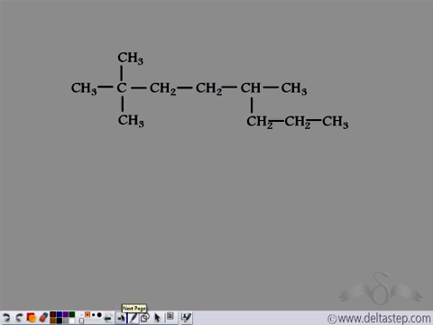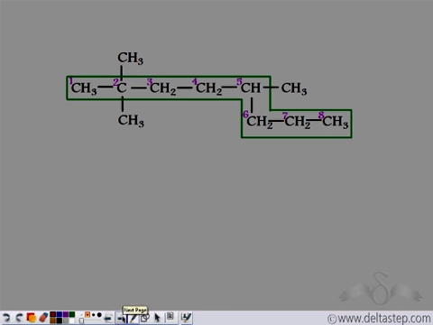Let's take another example. We are given this organic compound and we have to find the prefix of this organic compound. So the first step remains the same. We have to find the longest carbon chain. In this case, if we see, this is the longest carbon chain. Now, if we start the numbering from left, we get 1, 2. 2 substituents are present at position number 2.